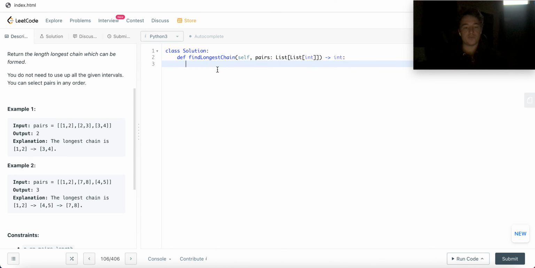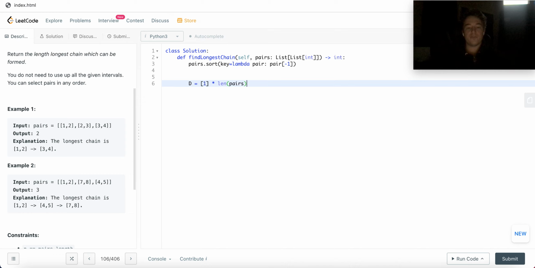So first thing we want to do is sort pairs in terms of the end time, right? The time that the task ends. So we'd say the key is, we take a lambda, we look at each pair, and then we sort it based on the last value in the pair. And then we need a dynamic programming array, which saves information about the longest path that we have found up to a node.